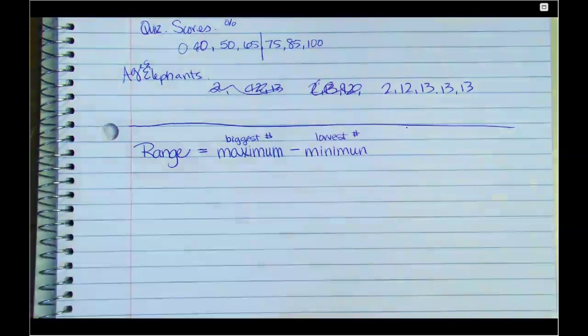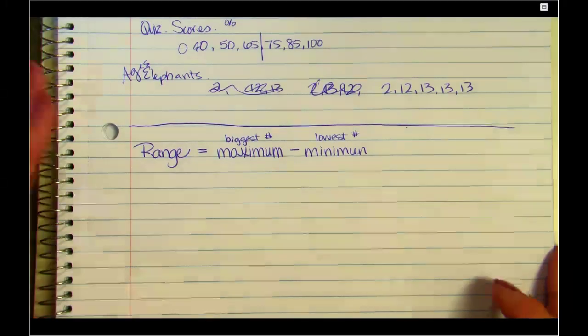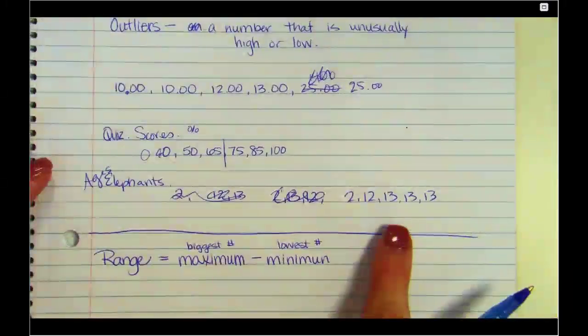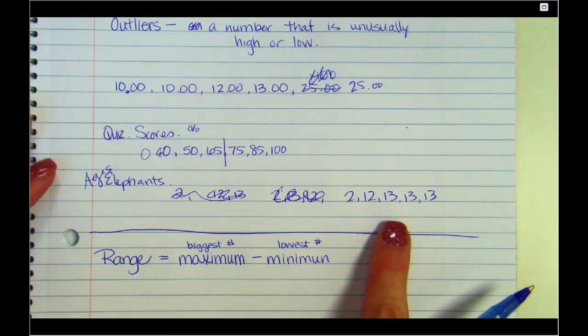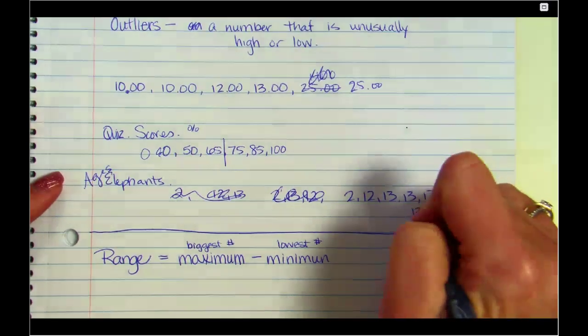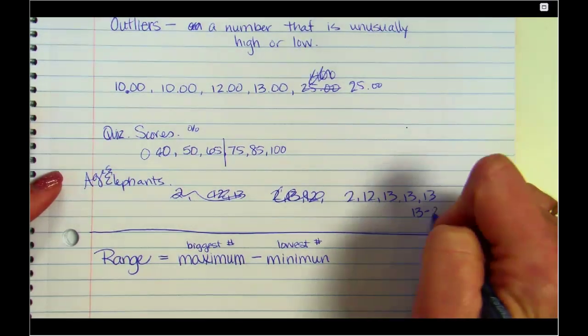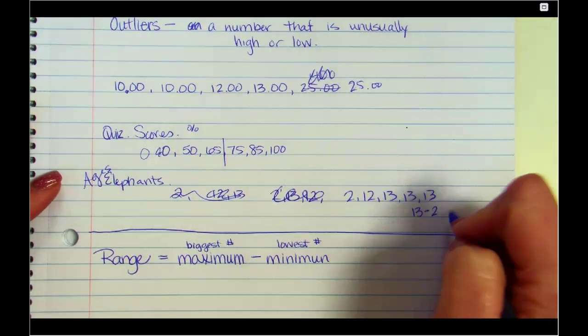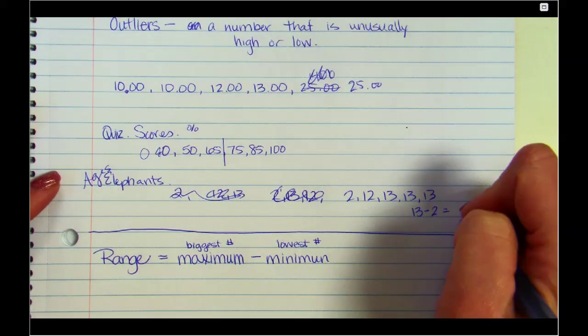Okay, so range is super easy to find. We'll talk about this more Monday, but range is something called a measure of variation. Variation is how different something is. We'll write that down on Monday because we are behind the times here. So let's talk about the range, just so you know what we're doing. The range for the elephant data, what's the maximum or the biggest number? 13. What's the minimum number? So 13 maximum minus minimum, the range is 11.